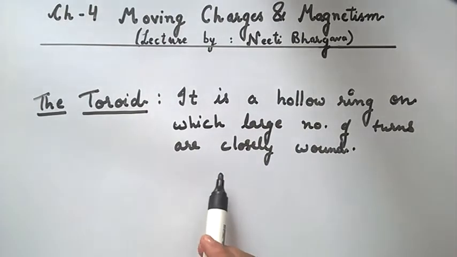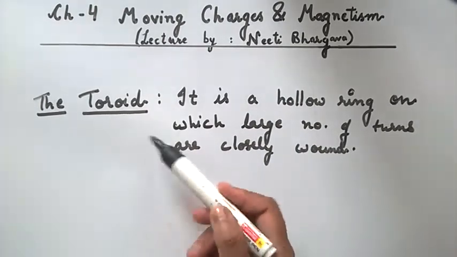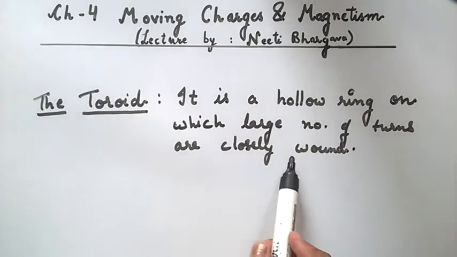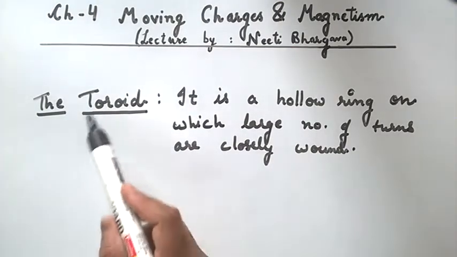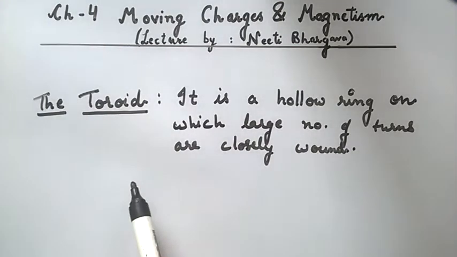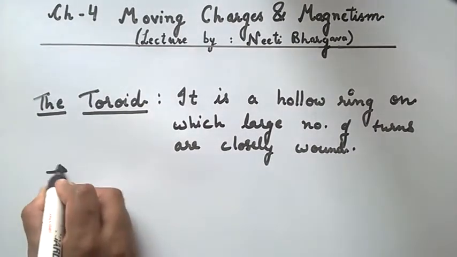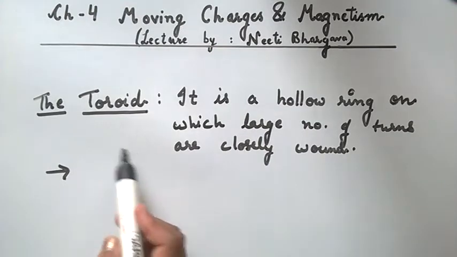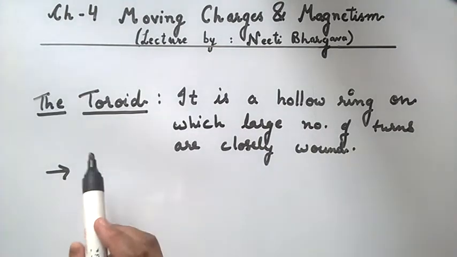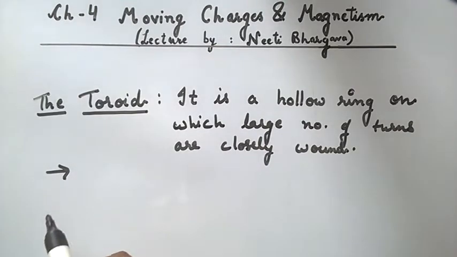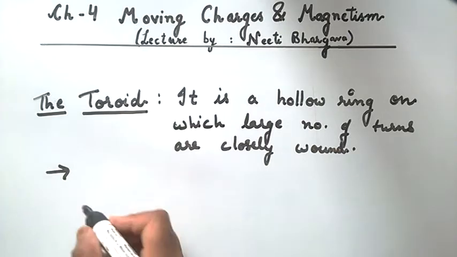In ideal toroid, turns are circular in shape, and in reality we find that toroid has a helical shape. We can form a toroid with the help of a solenoid, that is, when we join a solenoid's two ends together and bend into a circular shape, then it will become a toroid.